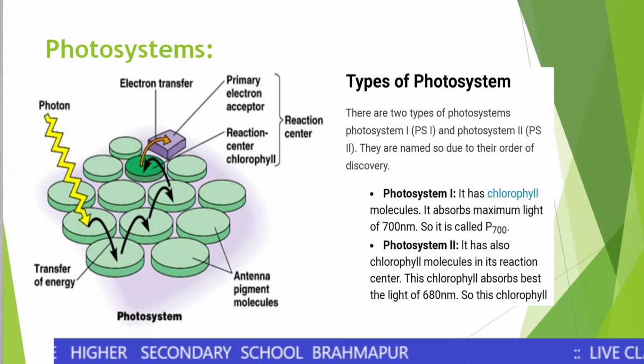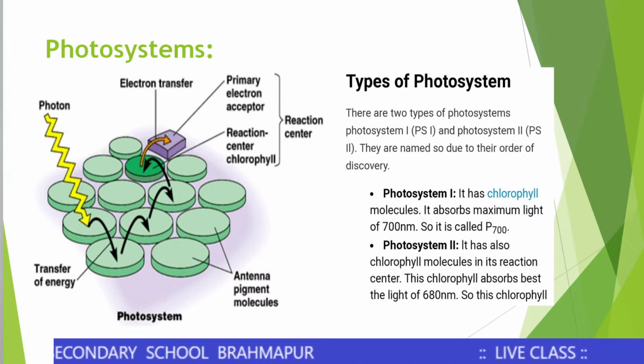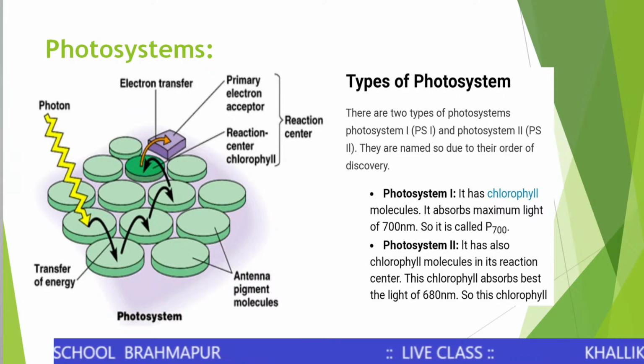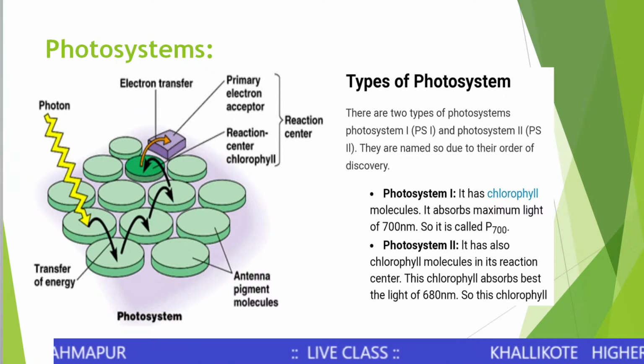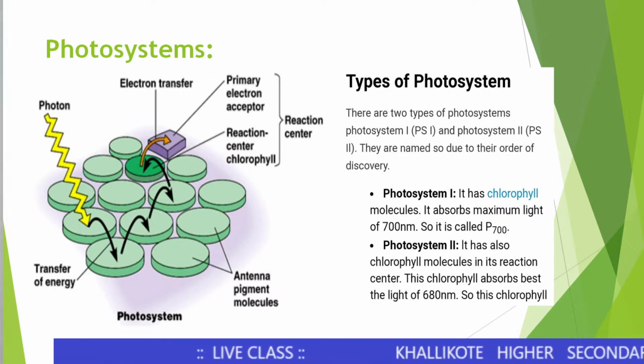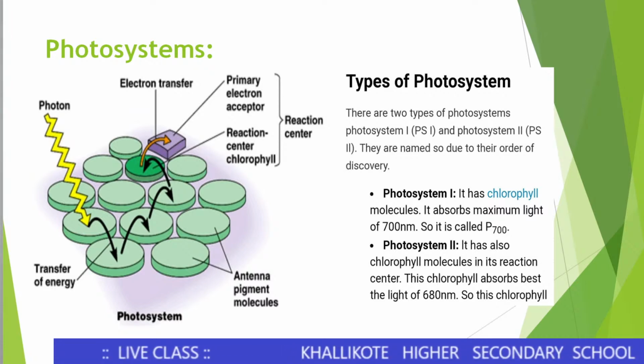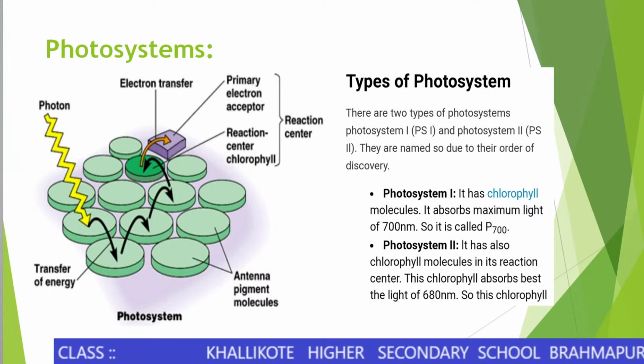So, the types of photosystems: there are two types of photosystems present. The two types of photosystems are known as photosystem 1 and photosystem 2.